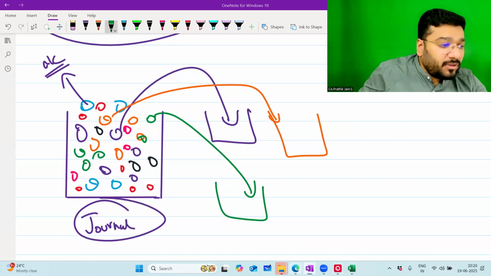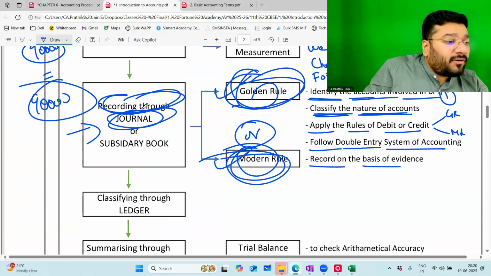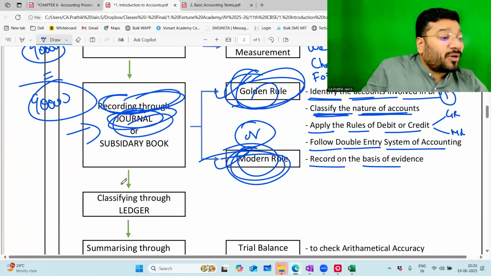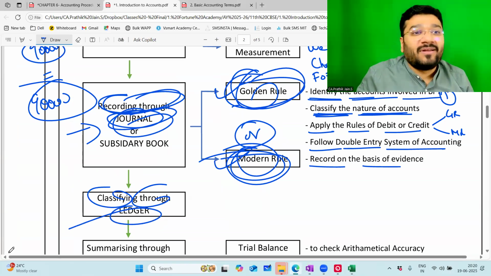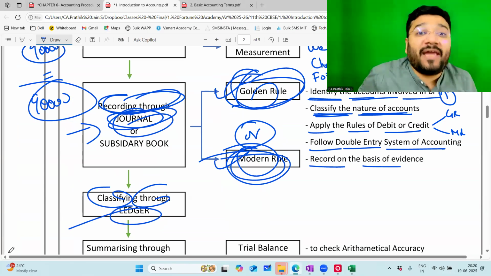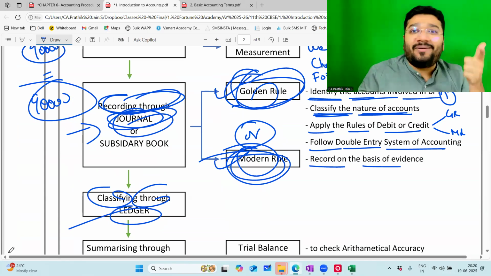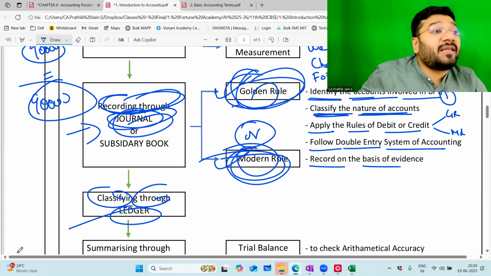Are you able to follow? So once you record the transactions in the journal, you classify them through the ledger. What is the intention for your classification? To do the totaling. So the ledger is going to facilitate the totaling.